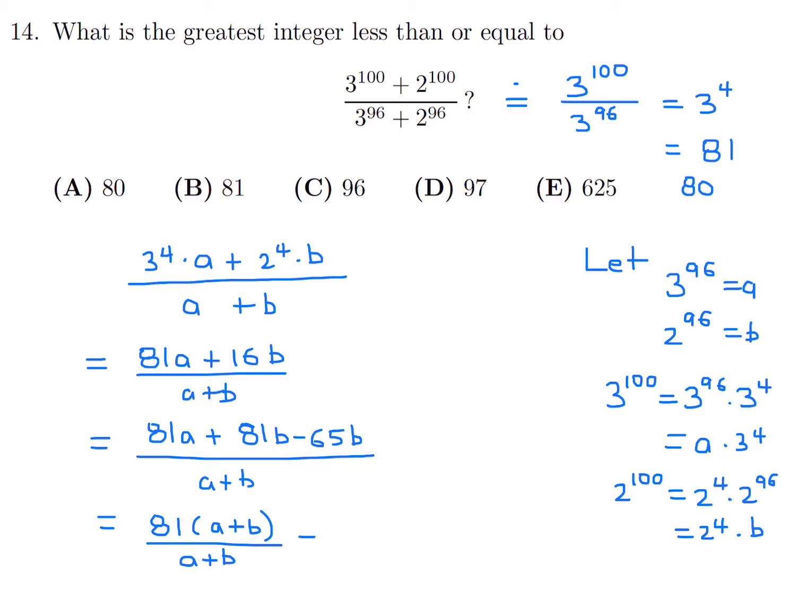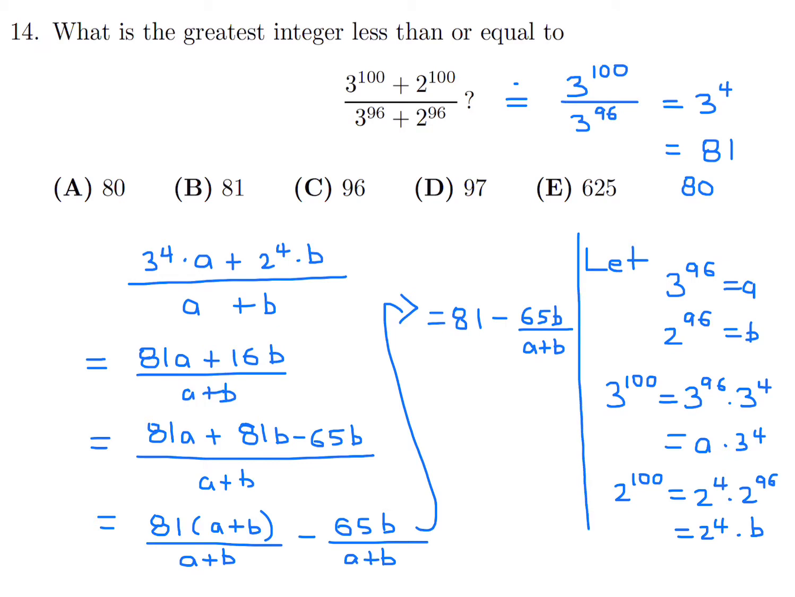Now we can break this up: 81 times (A plus B) all over A plus B, and then the other would be just 65B over A plus B. Here the A plus B's cancel and we just get 81. And then here we've got some unknown value, 65B over A plus B. Now, at this point, I want you to think about this a little bit. This number here, we have no idea what it is, right? Well, we kind of do, but we don't have a calculator to use, so we have to approximate.